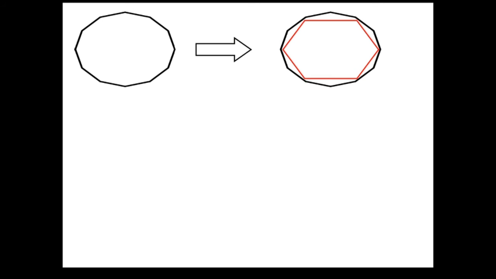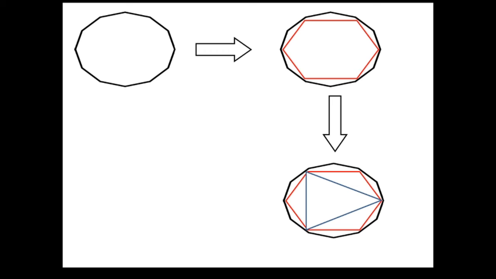So we can create the first child polygon with 6 sides, and again we can create another child polygon inside this child polygon, whose sides would be 3. So the total answer would be 12 plus 6 plus 3 equals 21.